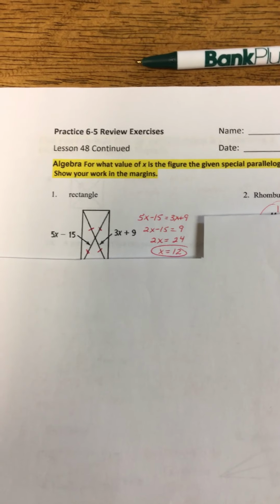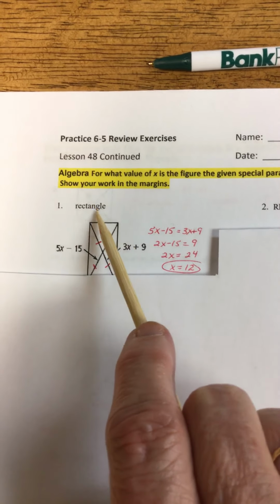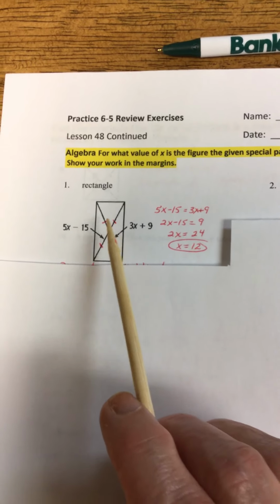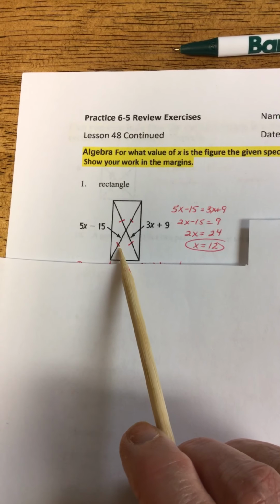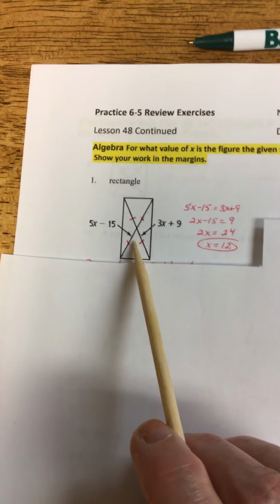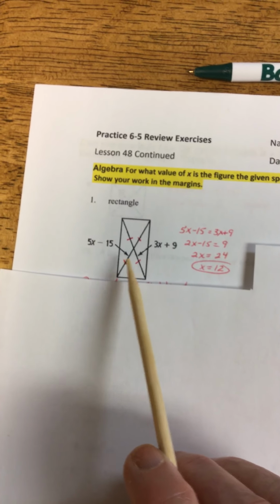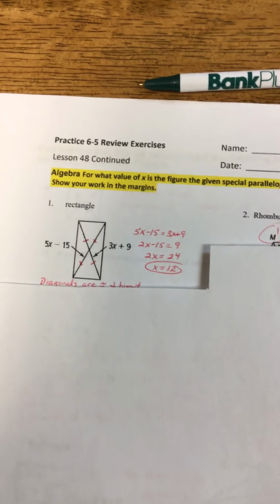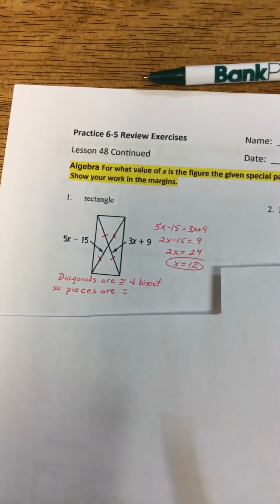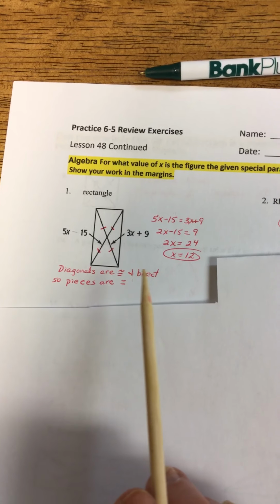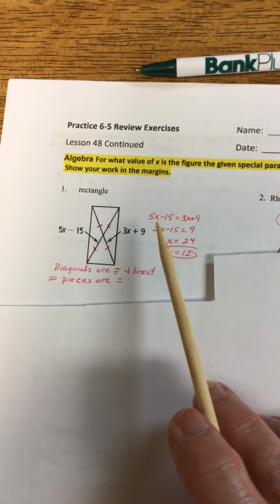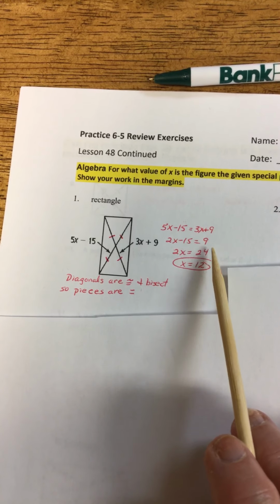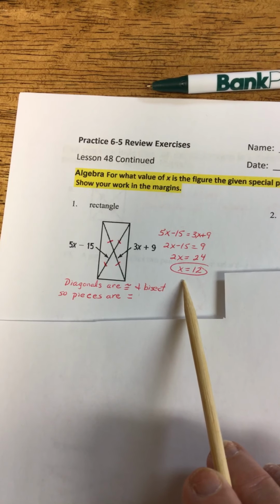All right, so for me, I recognize they are saying that this is a rectangle. So I marked all 4 of my pieces congruent to each other. Once I mark these pieces congruent, then I understand I can write an equation. The reason I can do that is because diagonals are congruent and they bisect each other. So 5x minus 15 equals 3x plus 9. I subtracted the 3x, I added the 15, and I got x was 12.